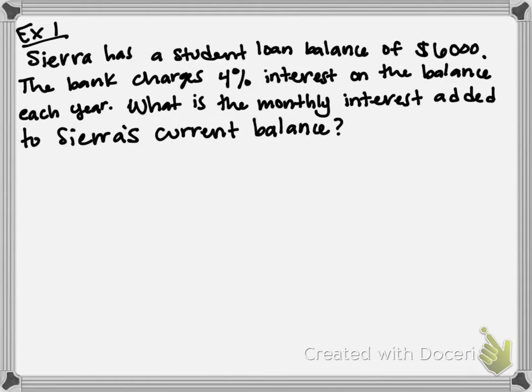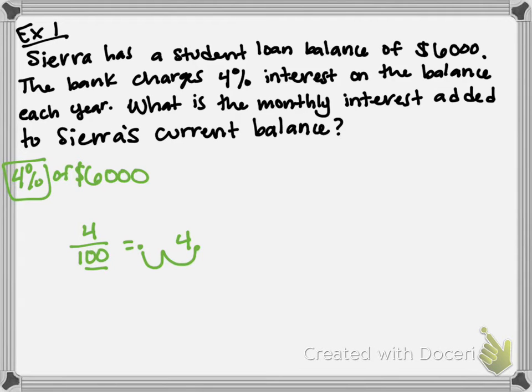All right, so example 1. Sierra has a student loan balance of $6,000. The bank charges 4% interest on the balance each year. What is the monthly interest added to Sierra's current balance? All right, so we have $6,000, and we want to figure out 4% of $6,000. So what does of mean in math? Well, of means multiply. All right, when we have a percent, remember, 4% can be written as 4 over 100. So the decimal in 4 is at the end, and I need to move it twice because I'm dividing by 100. So if I move it backwards 2 times, 4% is 0.04.